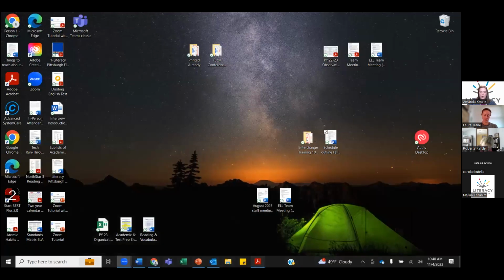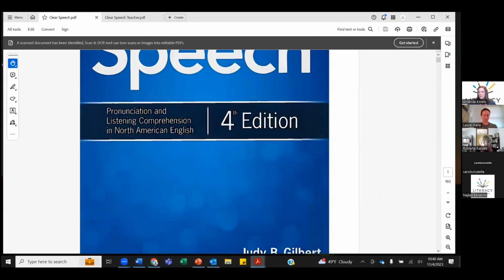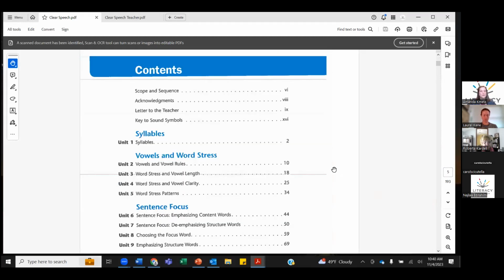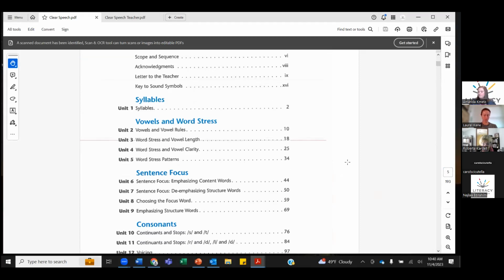So I actually have the book opened up here as a PDF. So let's take a look here. This is the cover of the book. And if we look at the table of contents here, you'll see that this is the way the book is divided. We have syllables, vowels and word stress, sentence-focused pronunciation, again, not pronouncing individual sounds perfectly, but having that stress and intonation pattern in your speech that native speakers listen for.